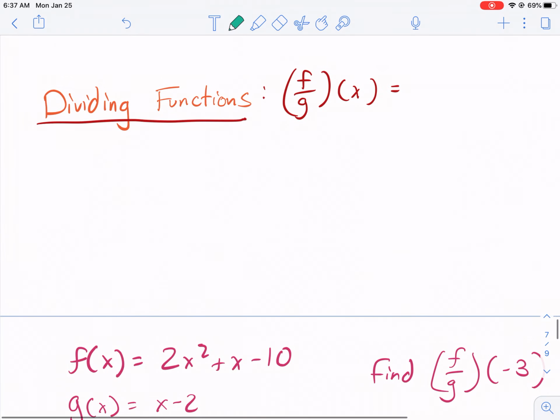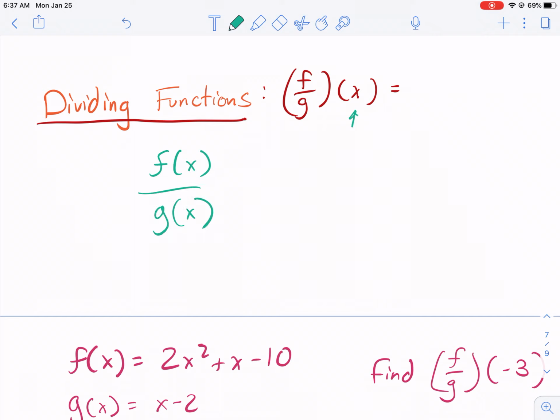Dividing functions. If you see f over g of x, what this means is we're taking f of x and simply dividing it by g of x. Now this input could be a number, it could be x, it could be a variable. So you just got to keep that in mind as you do these problems. The easiest is when it gives us a number, because then we just plug it into both functions.